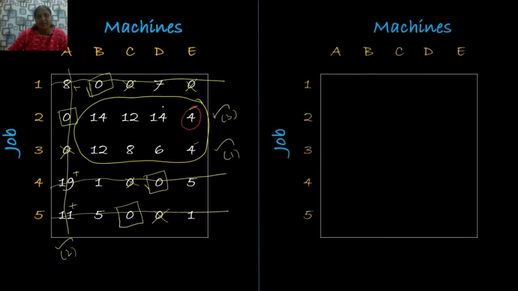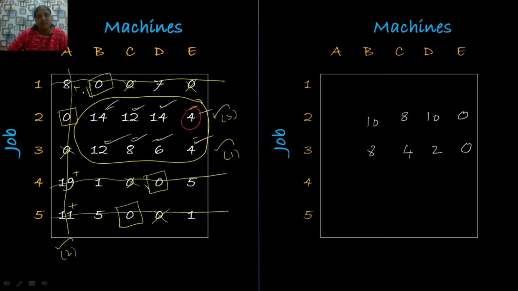Let me now subtract 4 from all uncovered elements. Now 14 minus 4 for the second row, 10, 12 minus 4, 8, 14 minus 4, 10, 4 minus 4, 0. For the third row, 12 minus 4, 8, 8 minus 4, 4, 6 minus 4, 2 and 4 minus 4, 0.